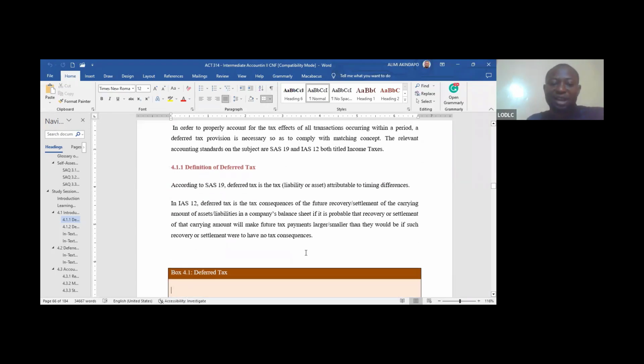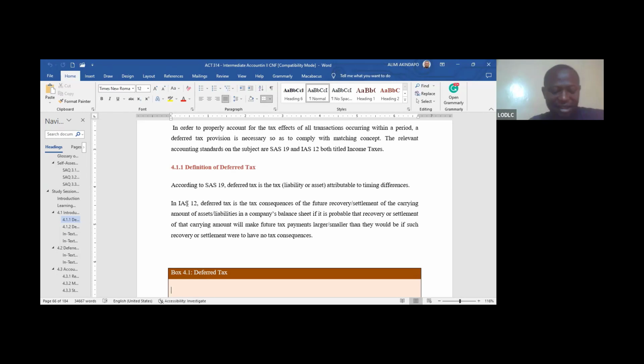According to IAS 12, deferred tax is the tax consequences of the future recovery or settlement of the current amount of assets or liability in a company's balance sheet, which is also referred to as the statement of financial position, if it is probable that the recovery or settlement of that current amount will make future tax payments larger or smaller than they will be if such recovery or settlement were to have no tax consequences.